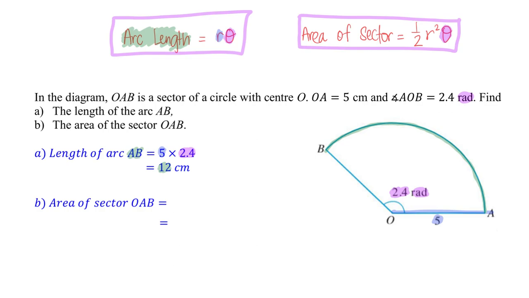Area of this sector, again, since I already have the radius, it's just direct application of this formula. The radius is 5, so half times 5 squared times the angle in radians, 2.4. And the answer is 30 cm squared.